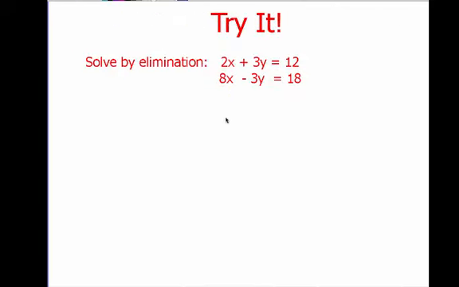All right, so your try-it problem for tonight is to solve this system of equations by elimination.